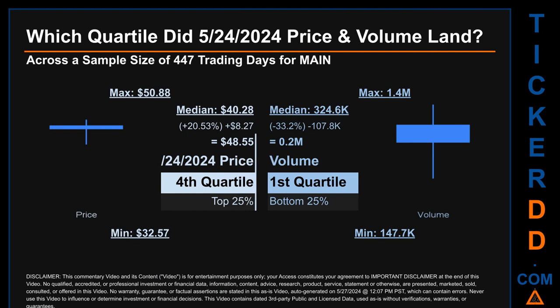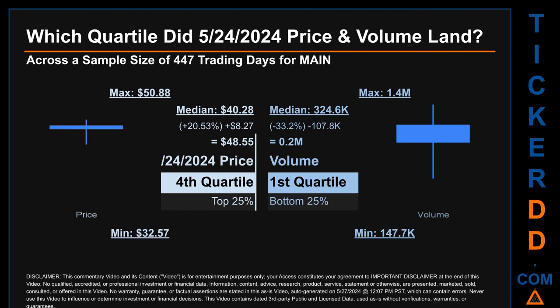Which quartile did May 24, 2024 price and volume land? Across a sample size of 447 trading days, the maximum end-of-day price for MAIN was $50.88 while the minimum was $32.57. Within that price range, May 24, 2024 price, of $48.55, landed within the fourth quartile, meaning that it was within the top 25% of all sampled end-of-day prices. The day's volume landed within the first quartile, at the bottom 25% of all sampled daily volume, which saw a max daily volume of 1.4 million and a minimum of 147.7 thousand.